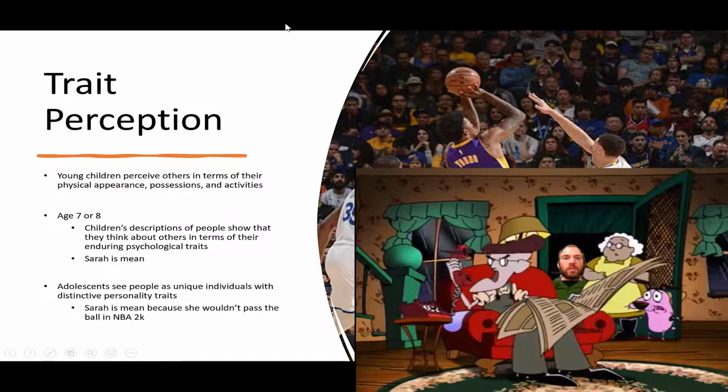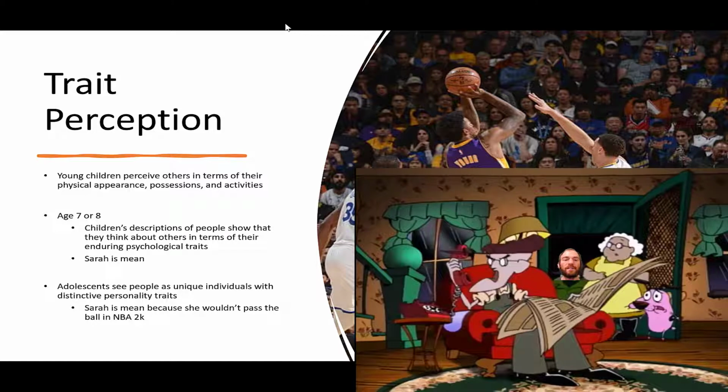Trait perception. Young people perceive others in terms of their physical appearance, possessions, or activities. So at age 7 or 8, approximately, middle childhood, children's descriptions of people show that they think about others in terms of their enduring psychological traits, such as Sarah is mean. Adolescents see people as unique individuals with distinctive personality traits. Sarah is mean because she wouldn't pass the ball in NBA 2K on PlayStation 5.